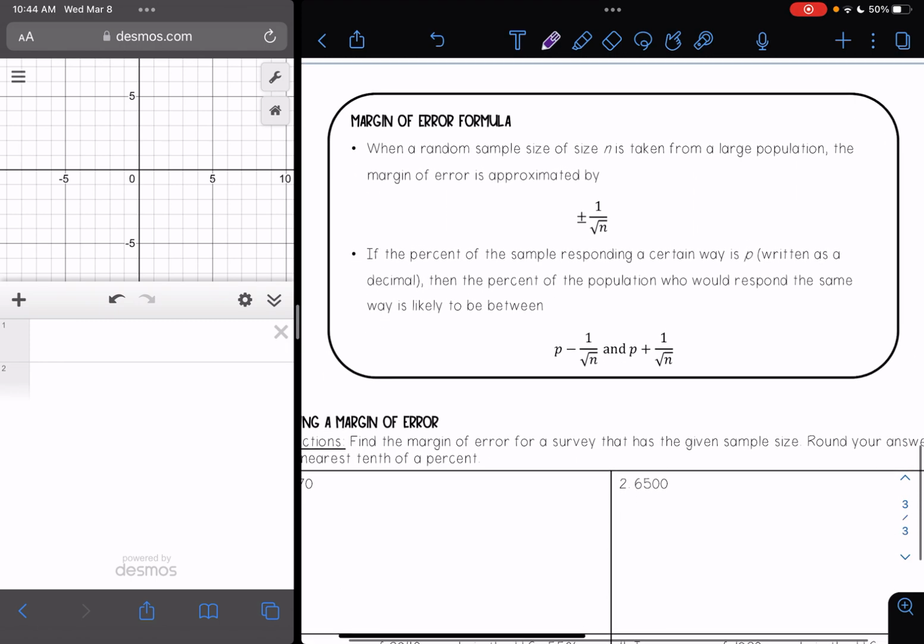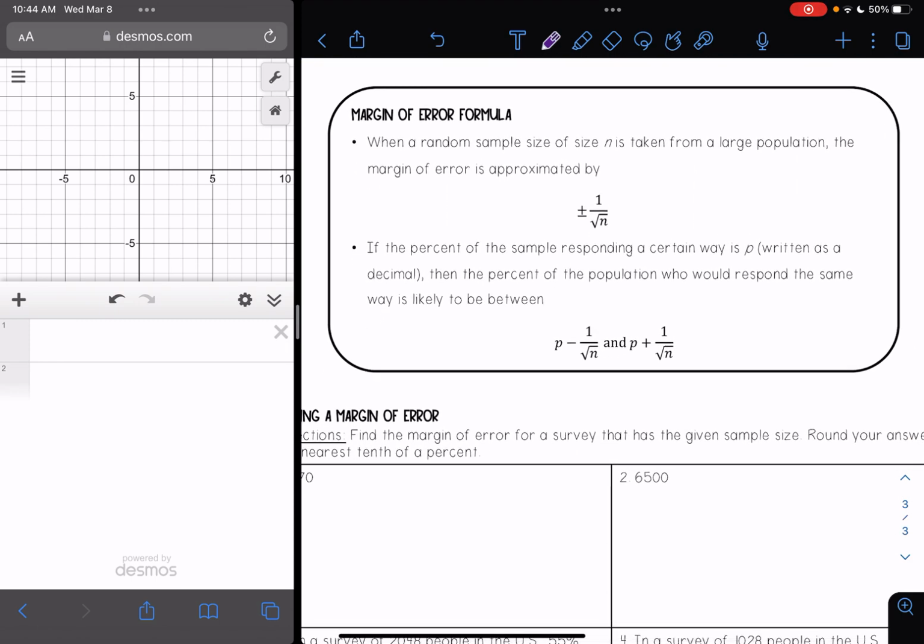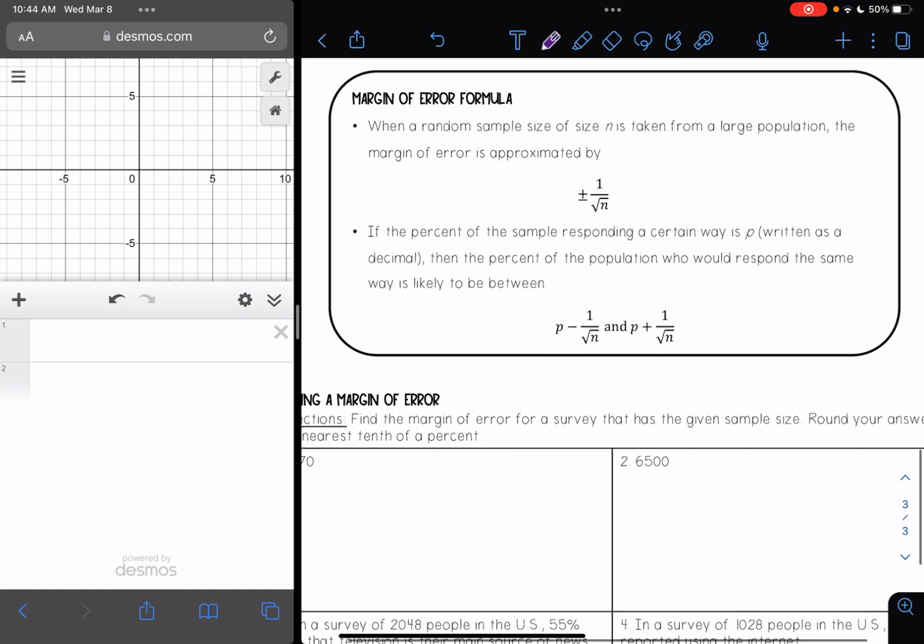We can actually find this margin of error with this formula. When a random sample of size n is taken from a large population, the margin of error is approximated by plus or minus 1 over the square root of n. If the percent of the sample responding a certain way is p, written as a decimal, then the percent of the population who would respond the same way is likely between p minus 1 over square root of n and p plus 1 over square root of n.